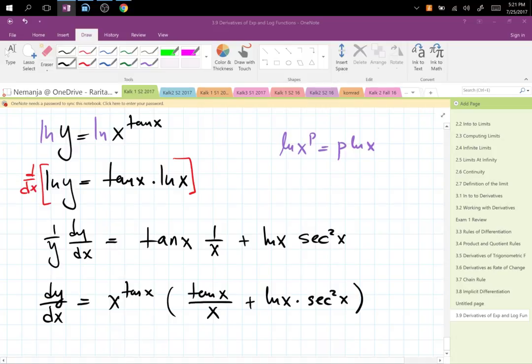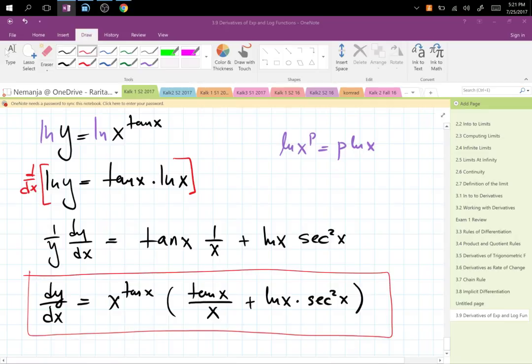There's really not much we can simplify. It's just what's there.